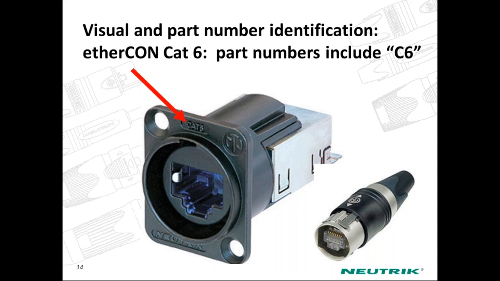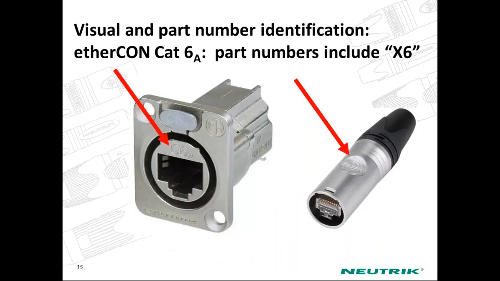The part number includes C6. So the chassis connector says Cat 6. The part number will include C6. On the next slide, you'll see Cat 6A, EtherCON Cat 6A. And for EtherCON Cat 6A, you will always see on the part numbers, both the chassis connectors and the cable connectors, C6A, pretty clear. That's Cat 6A. And the part numbers always include X6 in those part numbers.